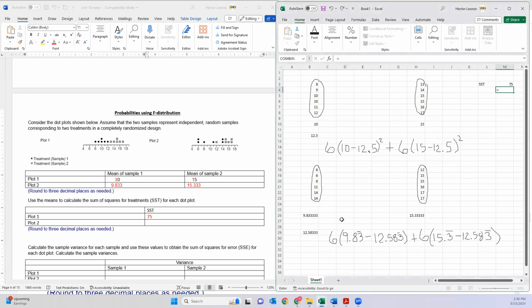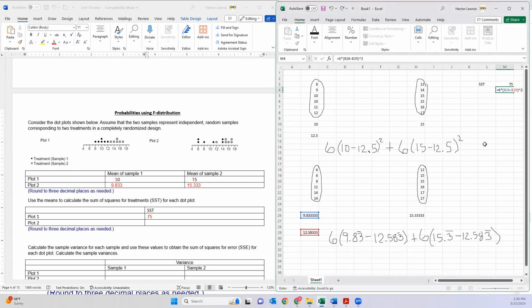Press equal, and I go 6 times open parentheses. The 9.83, I got it from here. So see how I click on the cell minus this cell, close parentheses. Oh, I forgot this. Each of my parentheses goes to the second power as well, kind of like how we did on the first one. See how my parentheses went to the second power? I'll come and fix that in a minute.